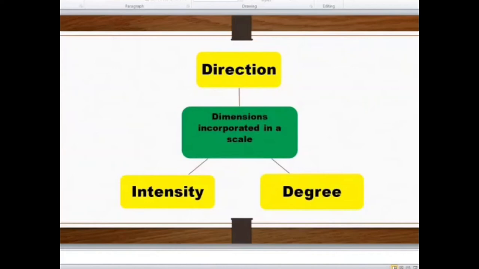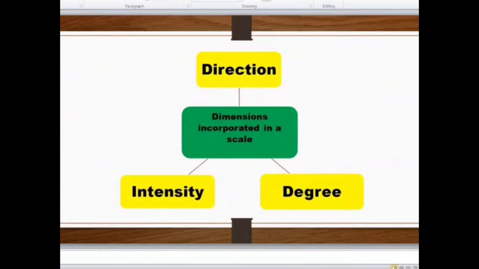It is a positive or negative feeling about something, and it is an important aspect of an attitude. For example, I like horses comes under the positive direction. I don't like horses means negative direction.